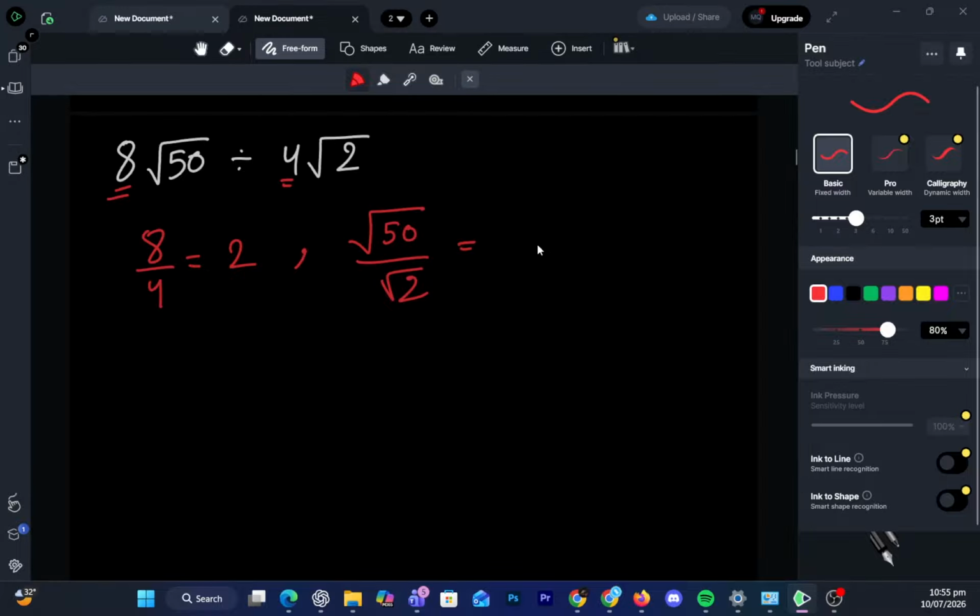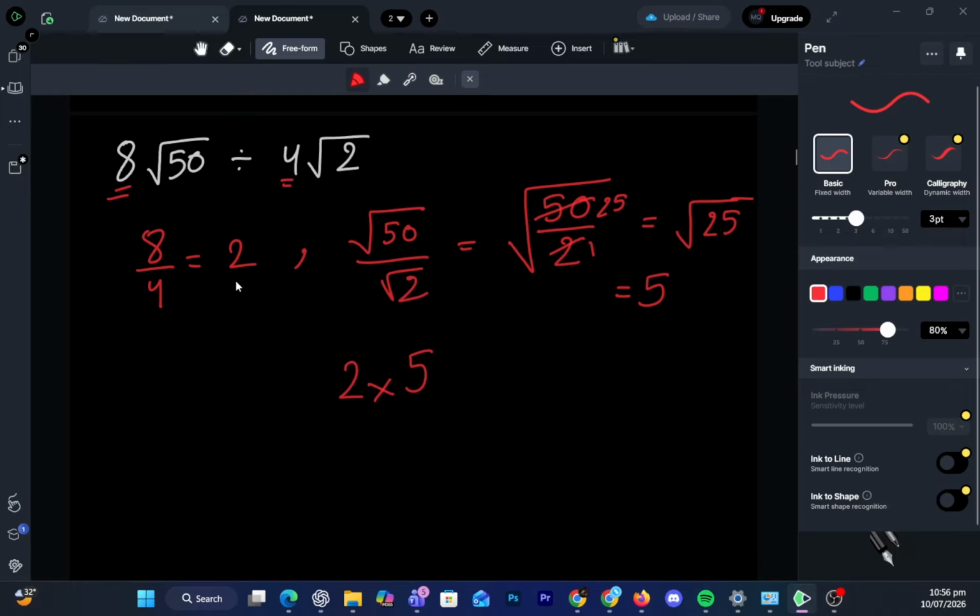So this will equal under root 50 over 2. So 2 into 1 is 2 and 2 into 25 is 50. So this will become under root 25. Now under root 25 is equal to 5. Finally, 2 into 5 is 10. So the final answer is 10.